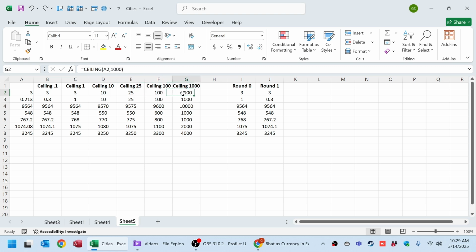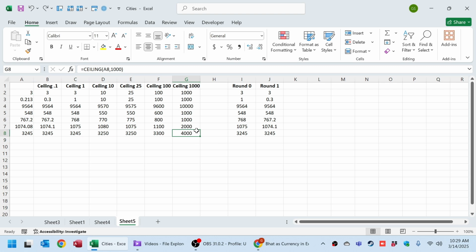And then, of course, you've got hundreds, thousands. You can use any number you want, but this is nice because then you can round up to that nearest number. Here I've got the nearest 1,000. So 9,564 rounds up to 10,000. 1,074.08 rounds up to 2,000. 3,245 rounds up to 4,000.